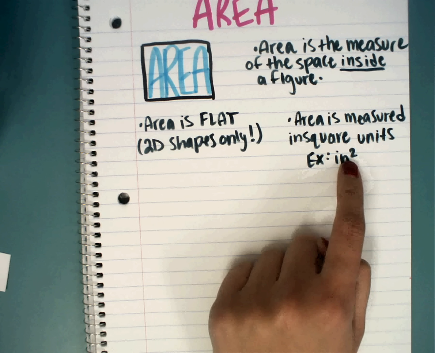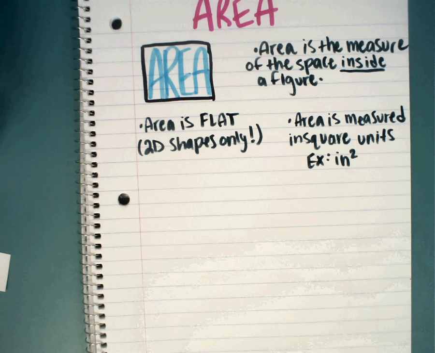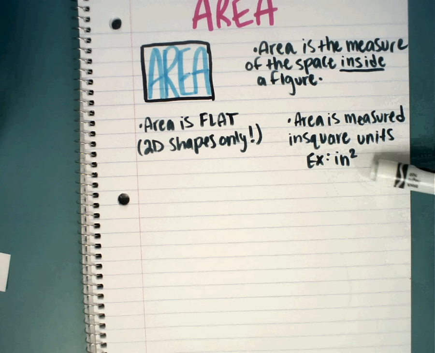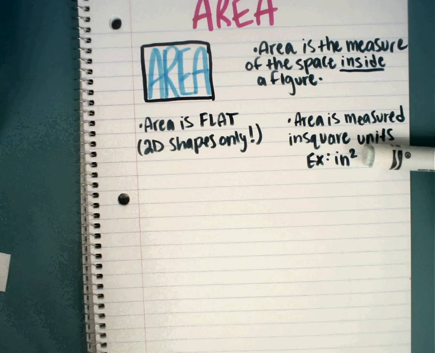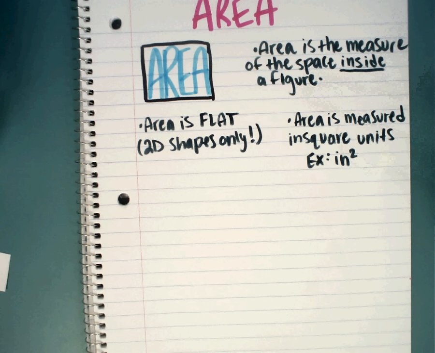That's a very common mistake that kids make whenever they're putting the units on their final answer. They'll say just inches. Or on perimeter, they'll put inches squared. But you know what? That's for the rookies. Are we rookies? We're Aggies, right? We're not rookies. So those are the 3 main things that you need to know about area.